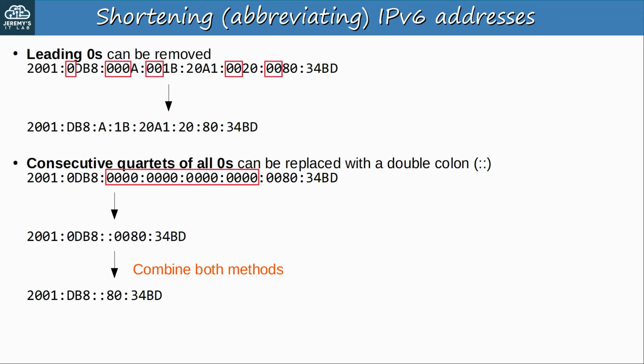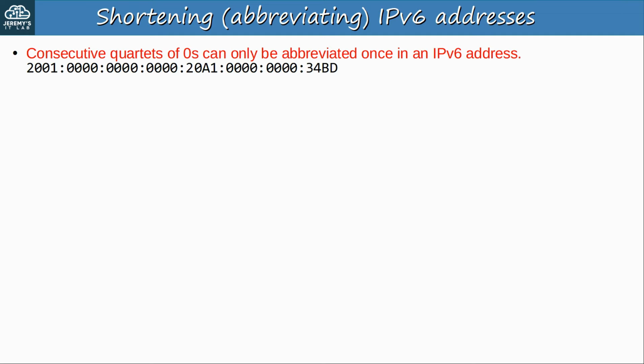But let's not stop there. You can combine both methods, removing leading zeros and using the double colon. Now this address looks much easier to handle. But there's a limitation here. Consecutive quartets of zeros can only be abbreviated once in an IPv6 address.